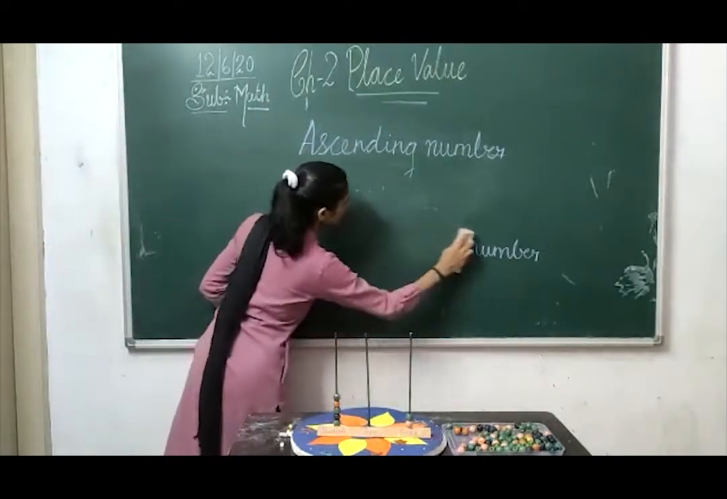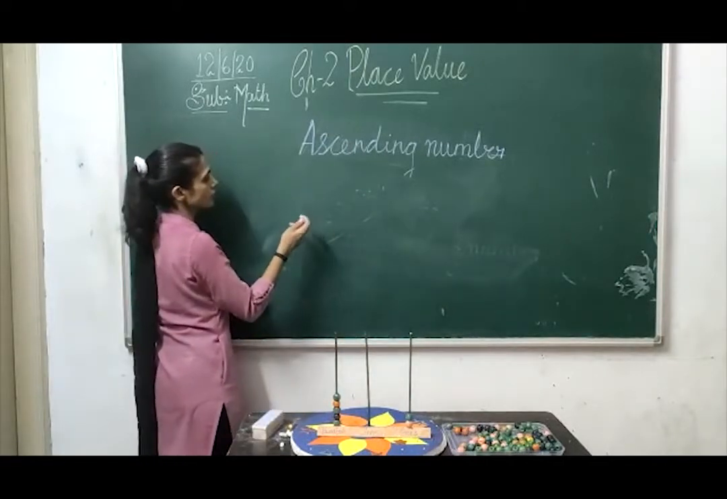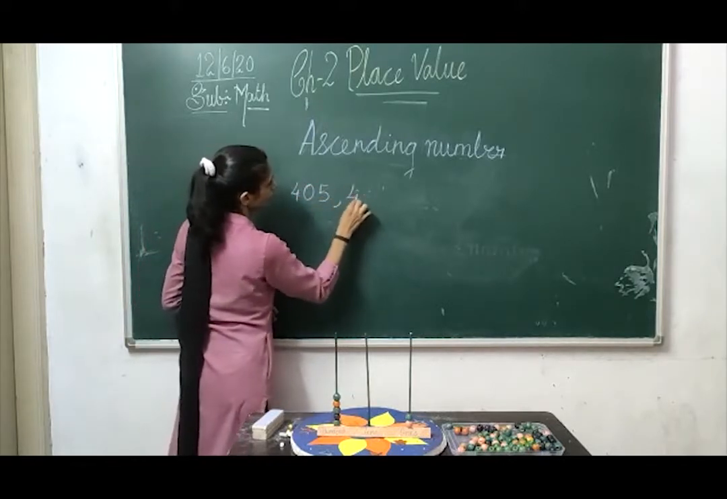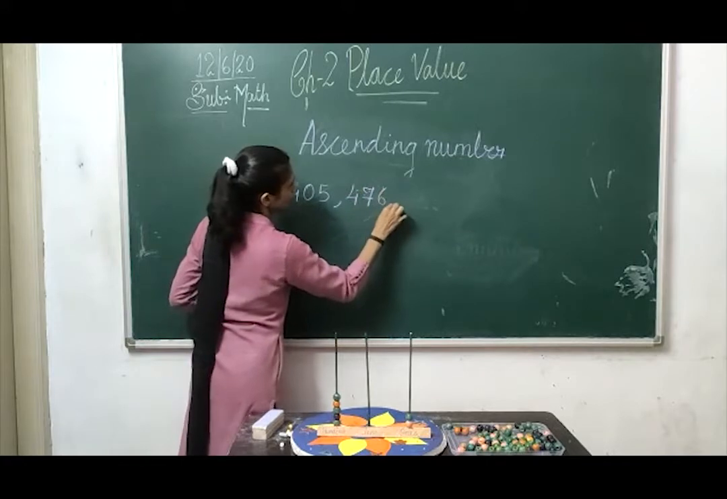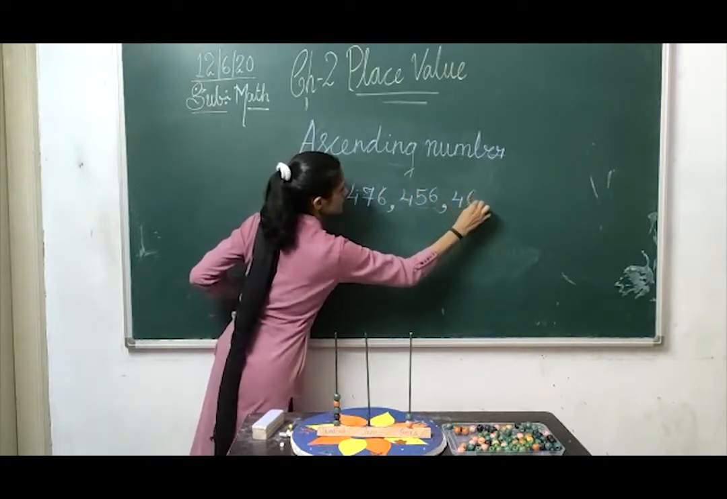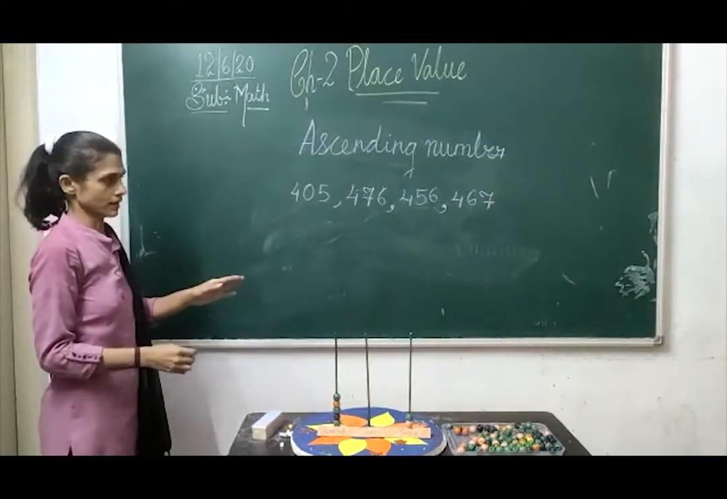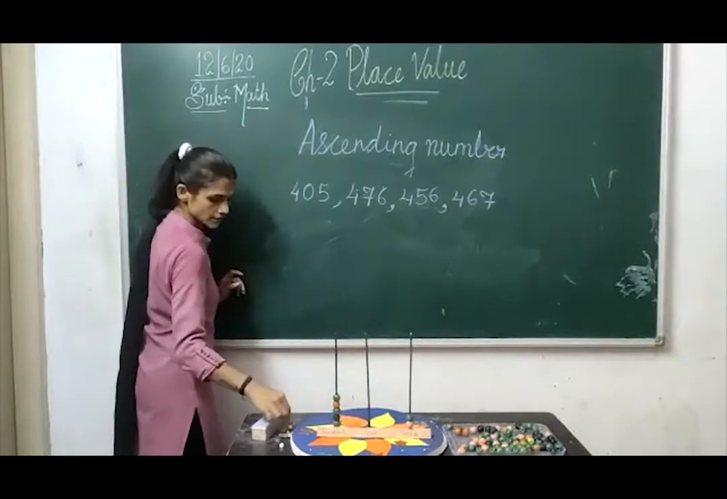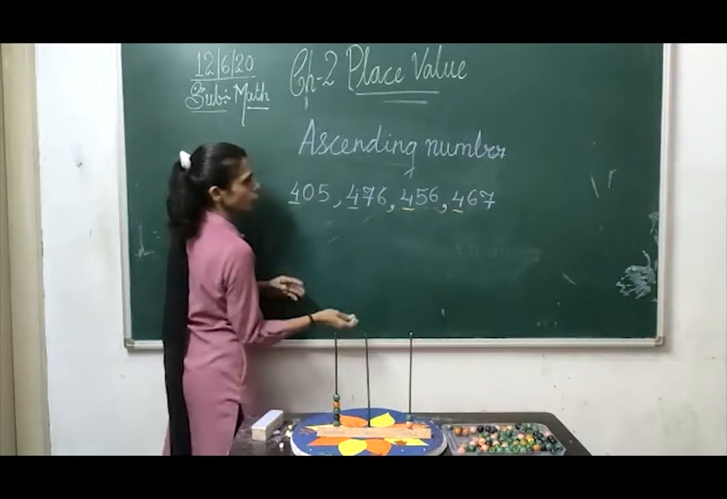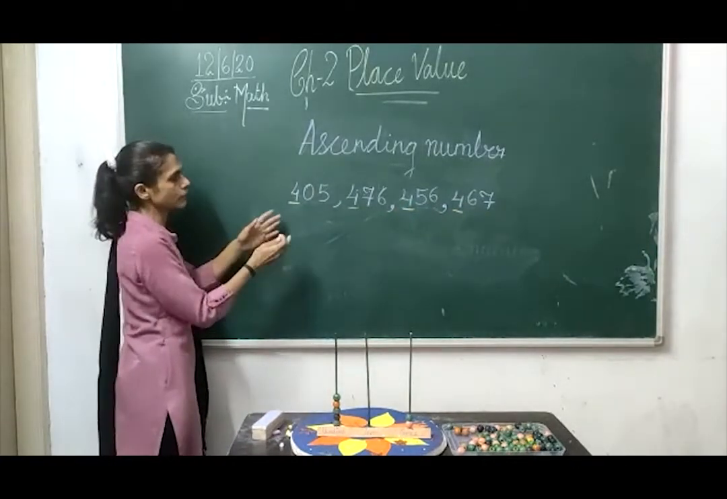One more example I am showing you, that is of hundreds: 405, 476, 456, 467. Now this is an easy method. I am showing you how to find ascending number. Okay? So here is 4. You have to look, underline 4, 4, 4. All were 4. Now how to find it? If you do not know the numbers properly, then how to find it?